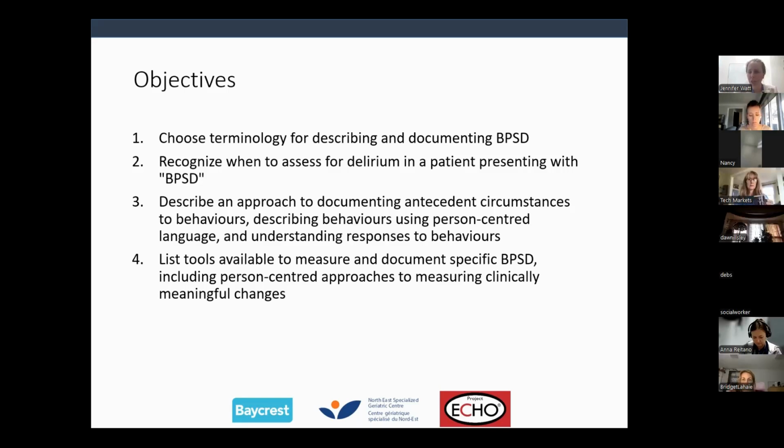Describe an approach to documenting the antecedent circumstances to behaviors, describing behaviors using person-centered language, and also understanding responses to those behaviors. So really that structured assessment that we want to use whenever we're assessing and treating somebody who's having a behavior, and then go through some of the tools that we can use to measure and document specific BPSD, making sure that we're using person-centered approaches and to be able to show that, when we're implementing an intervention, it's having a clinically meaningful impact on the patient and the caregivers.